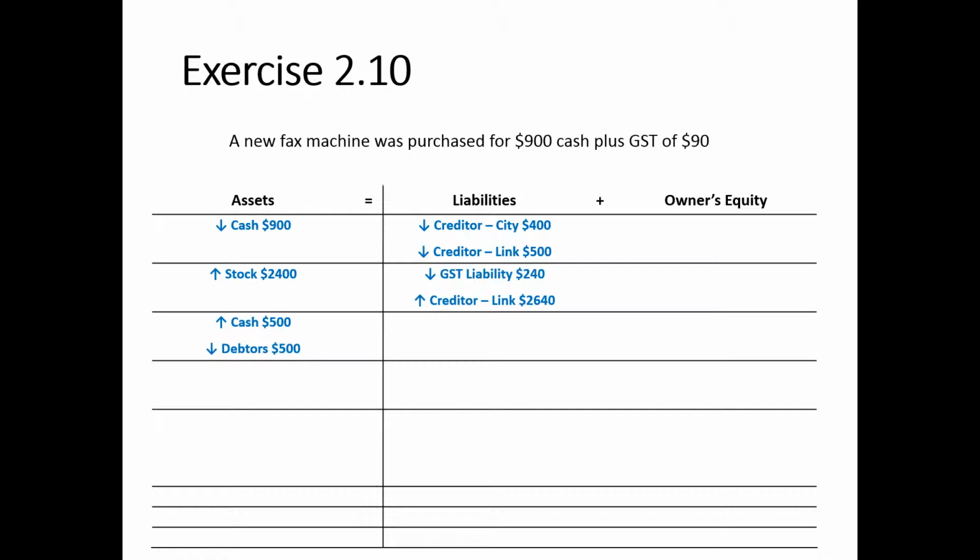A new fax machine was purchased for $900 cash plus GST of $90, so cash will decrease $990. 900 will be the office equipment that we bought. We'll file fax machine under office equipment, and GST will decrease as well.